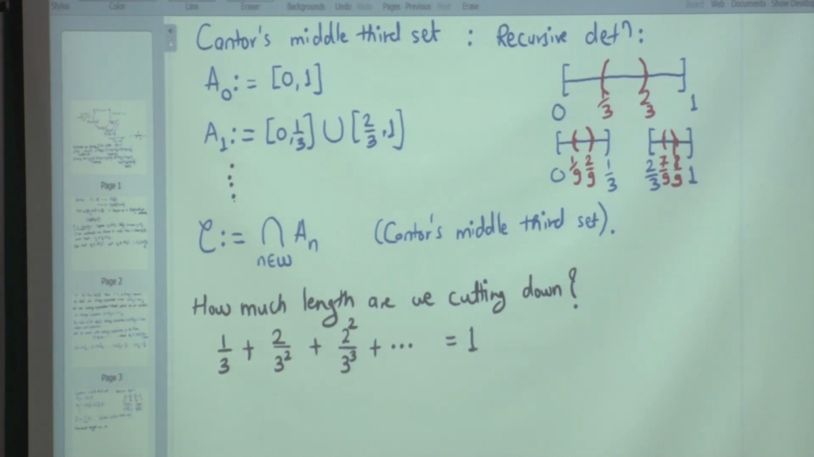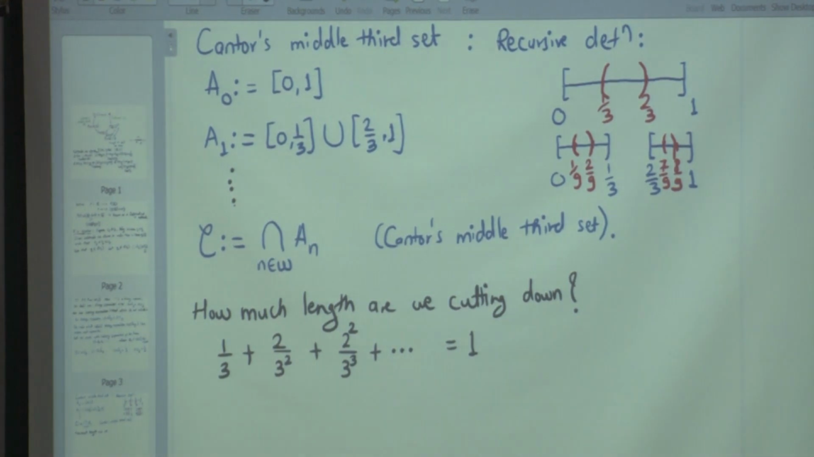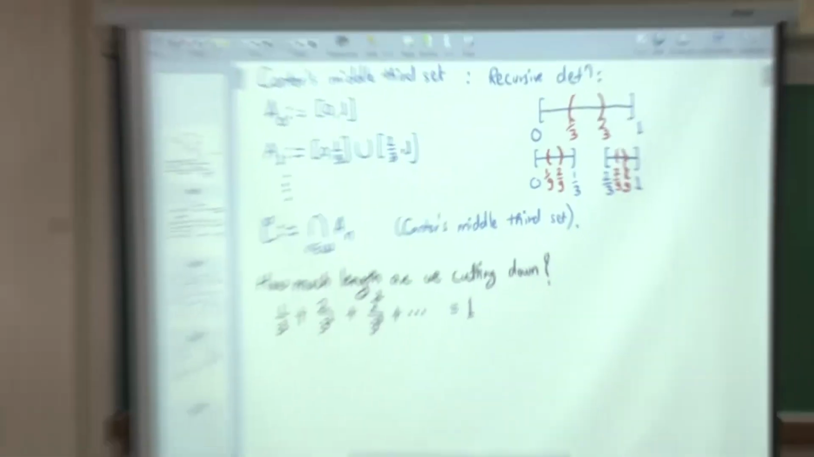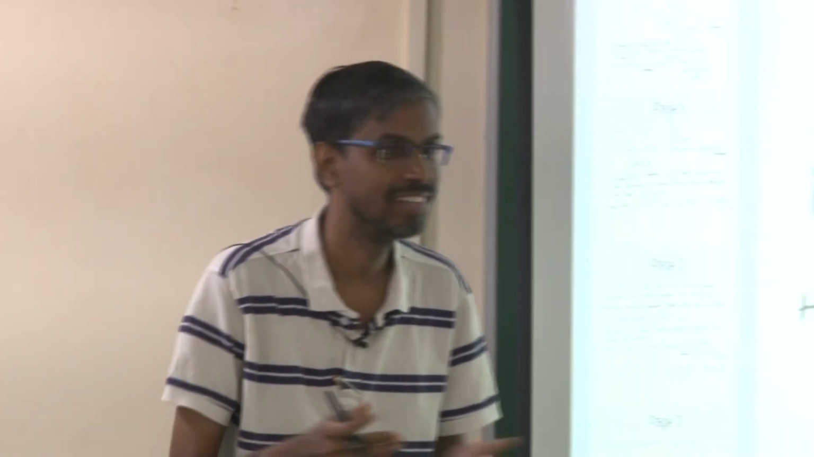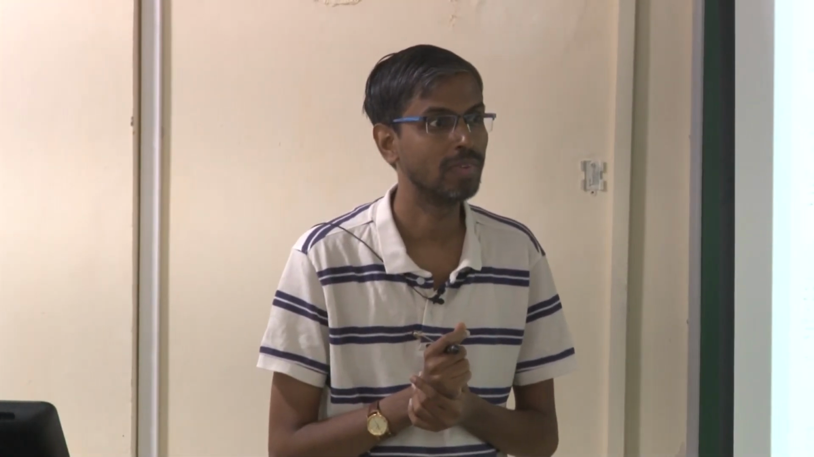So look at what's happening. We started with an interval of length 1 and we are cutting down length 1. Therefore what remains is also known as Cantor's dust. Essentially nothing is remaining, it's like dust. However, we are going to show that it is uncountable. It's not countable dust, it's uncountable dust.